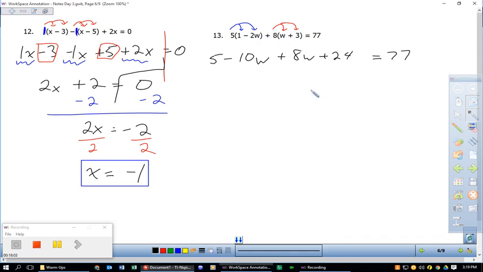Combining like terms, and I want you to do this part on your own, but you can check it here. We get negative 2w plus 29 equals 77. And for a little practice with two-step equations, the answer here is w equals negative 24. You might want to do the steps in between, but there is your answer to check.